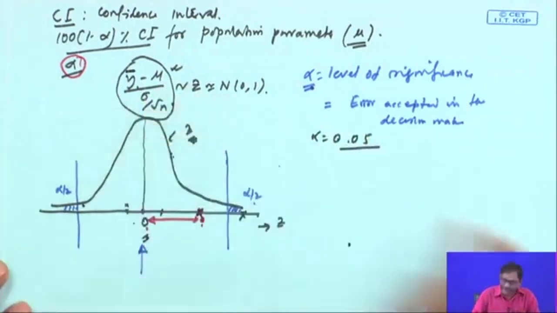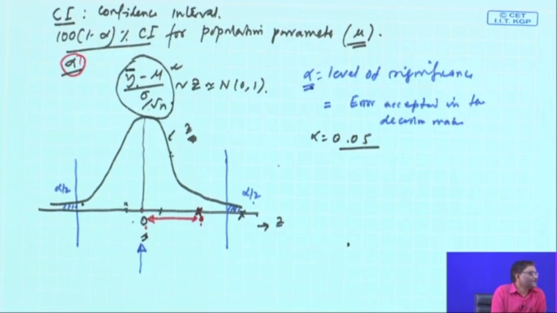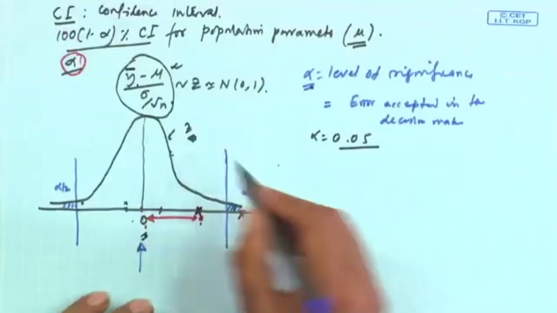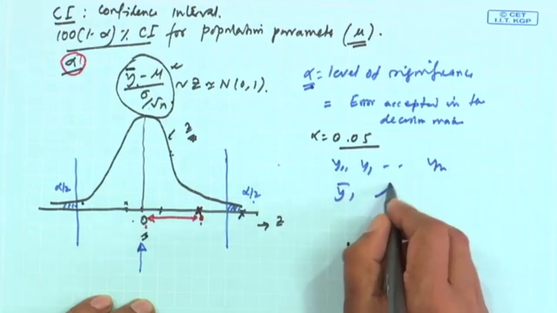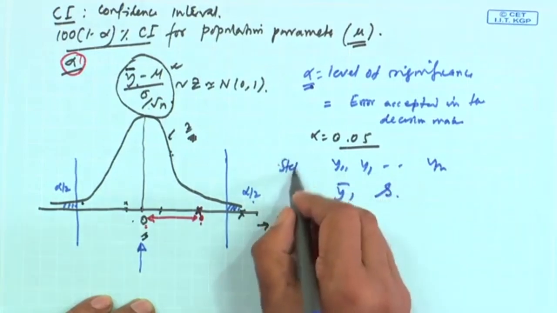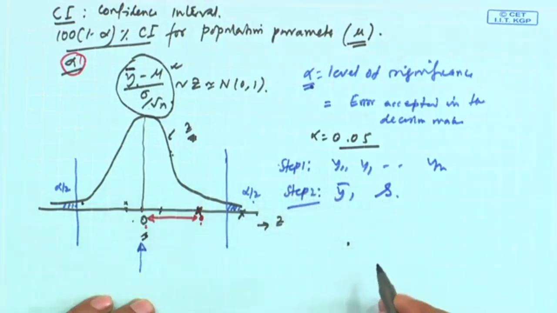So in order to get this, what are the steps? You see the steps here. The first step is to collect data; the second is to compute the mean, the sample average, and the sample standard deviation. So first you have data y1, y2 to yn, then compute y bar and s. Step 1 is data collection, step 2 is computation of sample statistics.